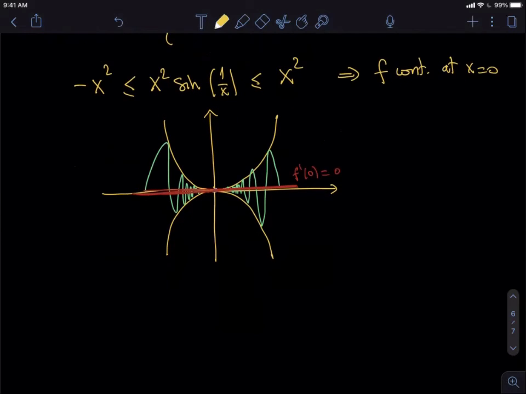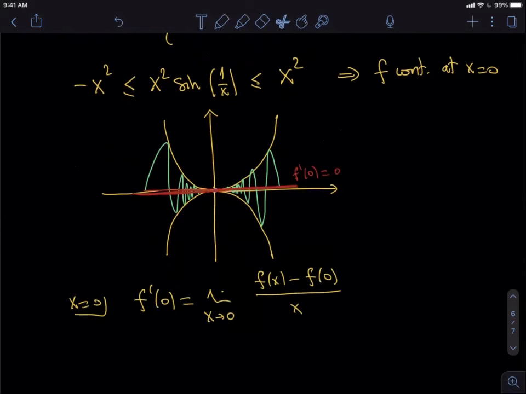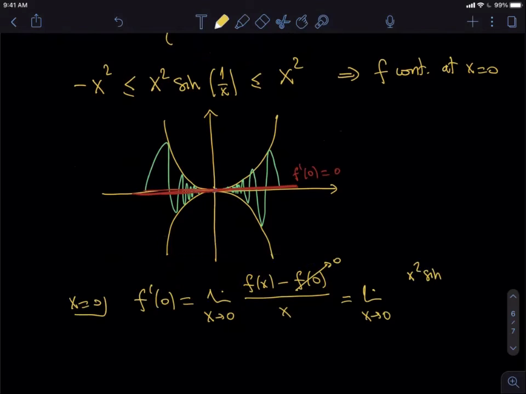Now for differentiability, f prime of 0 would be the limit as x tends to 0 of f of x minus f of 0 divided by x. f of 0 again is 0. So we have the limit as x tends to 0 of x squared sine of 1 over x divided by x. And now we are good, because we saw before that the limit of x sine of 1 over x as x tends to 0 exists, and it's equal to 0, which was our guess for the derivative. Okay, so we were correct in our guess.